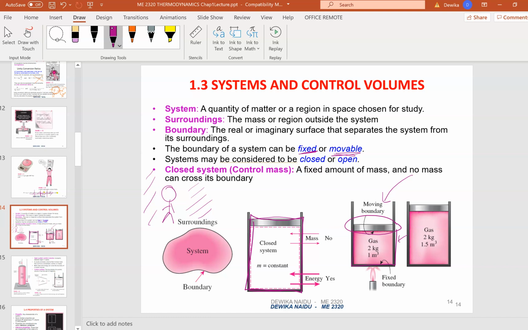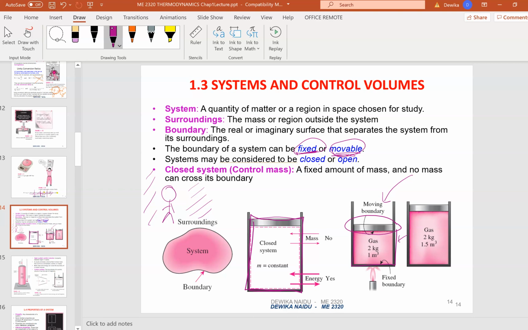Now a system may be considered to be closed or open. There is a difference between a closed system and an open system. Now answer this question: is the boundary of your body fixed or movable? If you're fat and you lose weight, it looks like it's movable also, isn't it? So that is your body boundary, your skin.